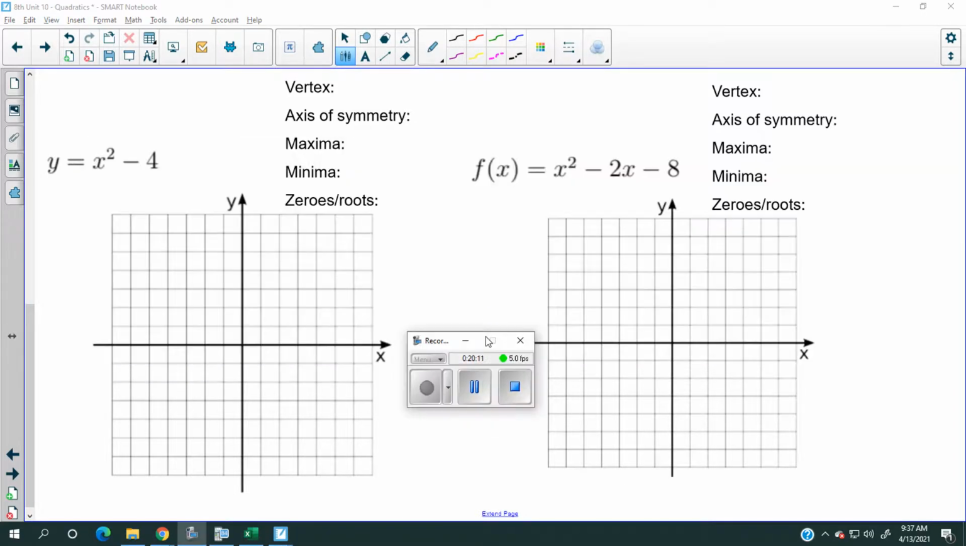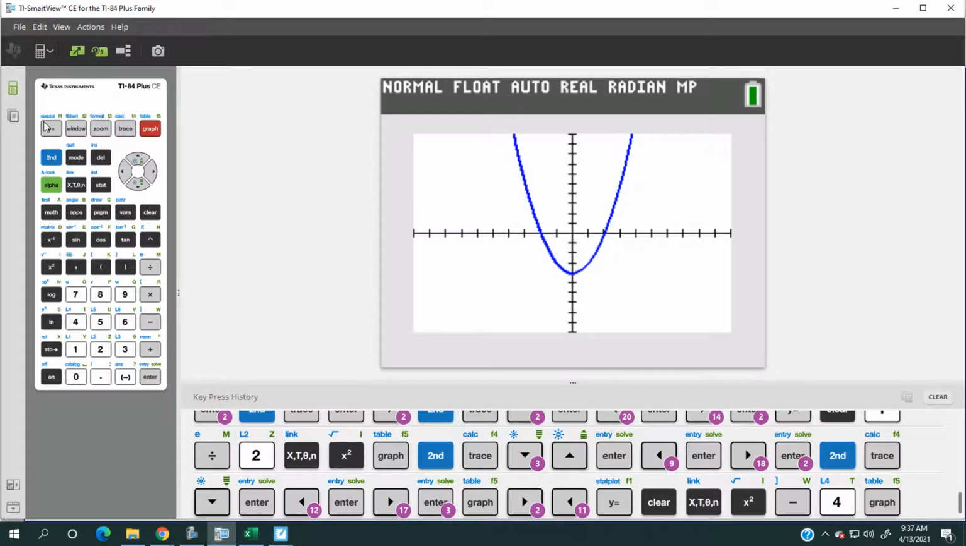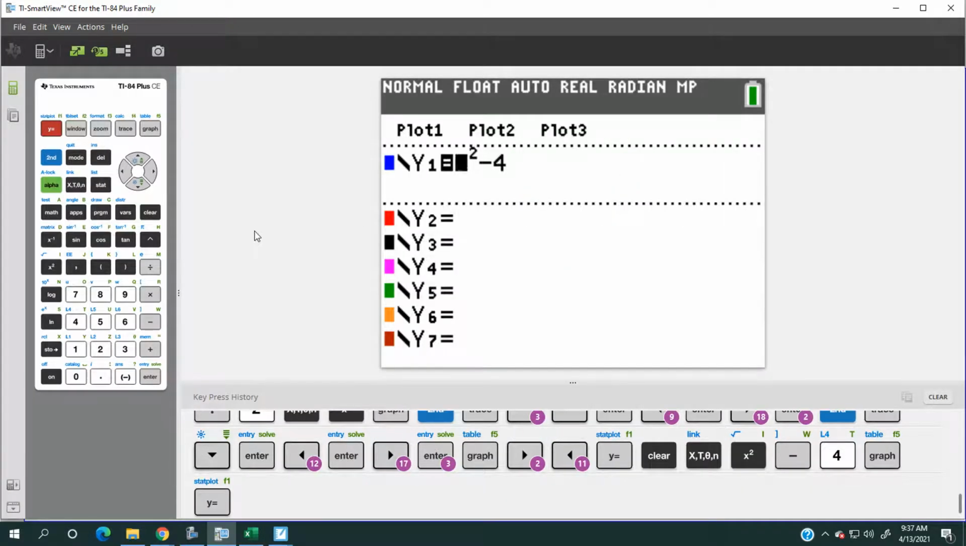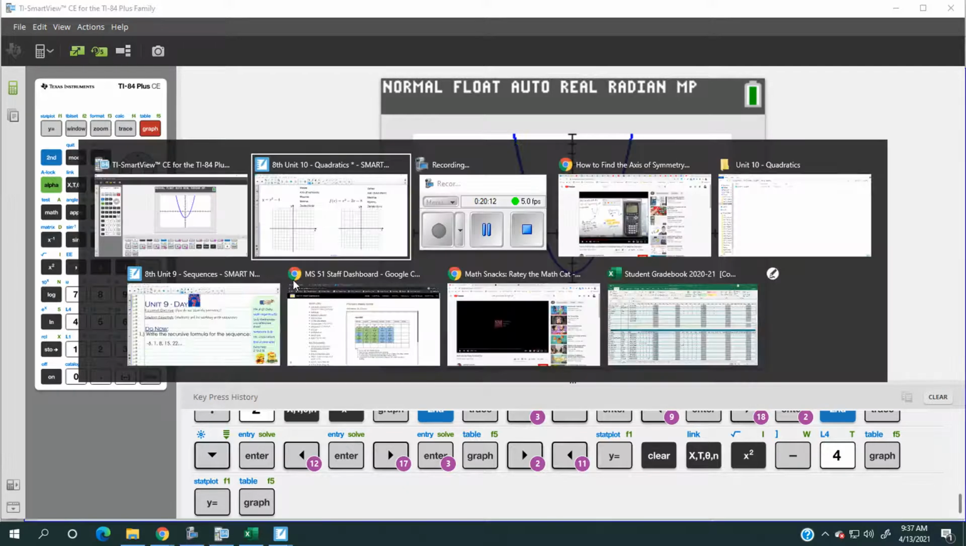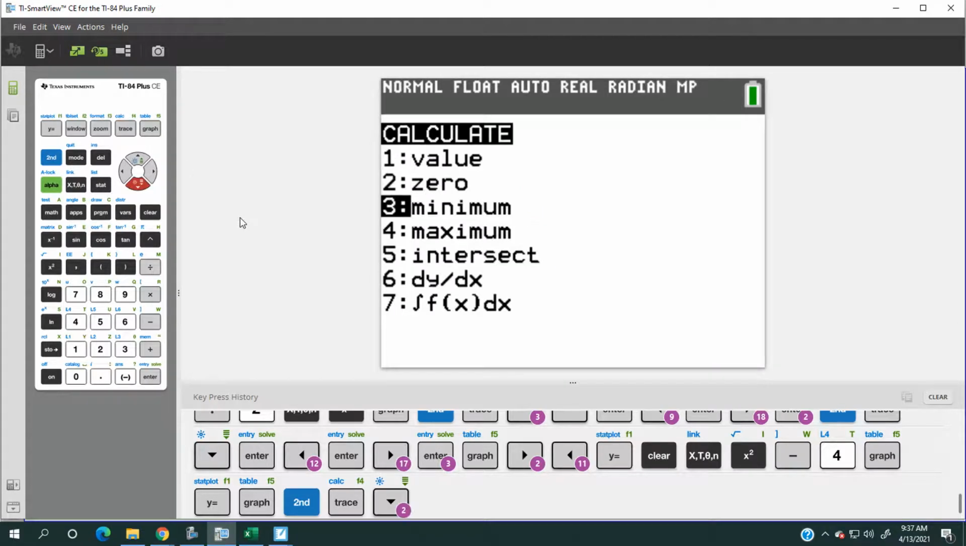For this one, we are going to put this into the graph. Now, I did it already for a second because I wanted to see what the graph looks like. So here we got this. Now, here we got the graph. So let's take a look. Where's the vertex? Well, now, the vertex happens to be a minimum. So what we could do is go like this. Second trace. Go to minimum.